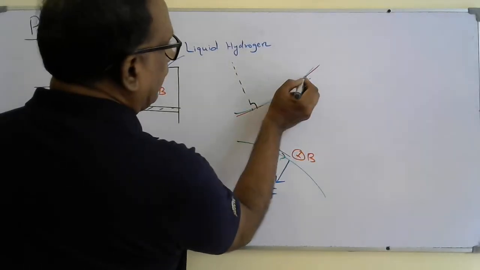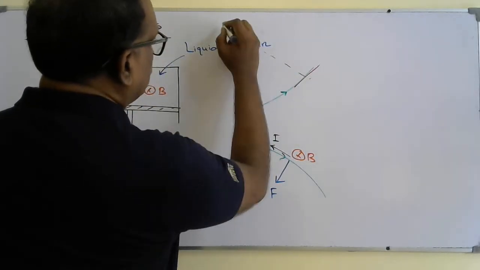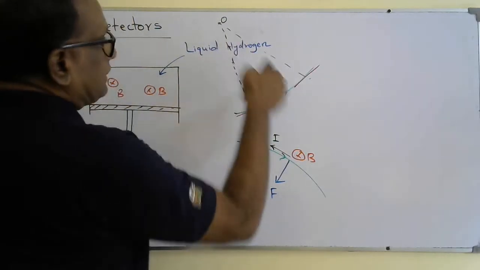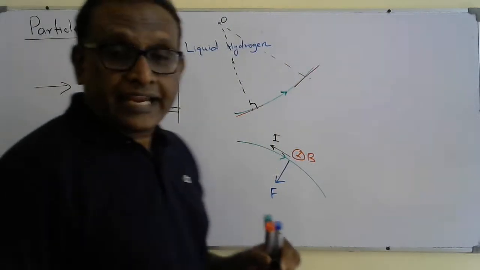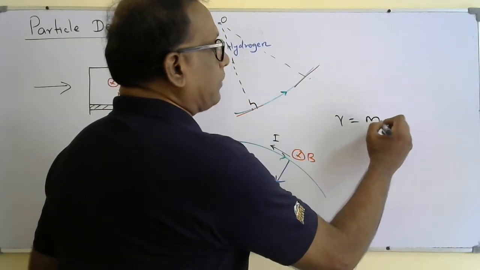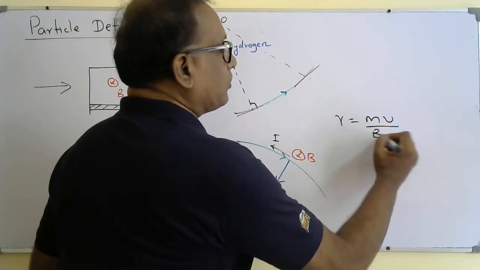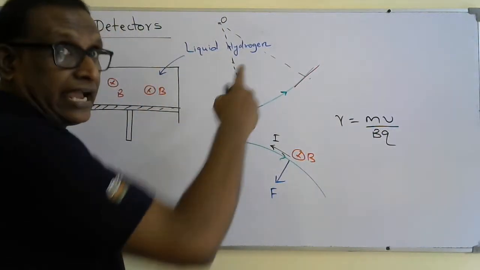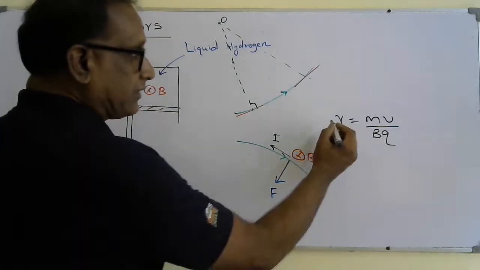Here also draw a line perpendicular to the tangent. I can draw here. Where they meet, that will be the center. So measure the radius. By using the radius of curvature of the track, we can find the momentum of the particle, R equal to mv over qB. So we can measure the radius from the photograph, and by using a proper scale, we can find the radius.